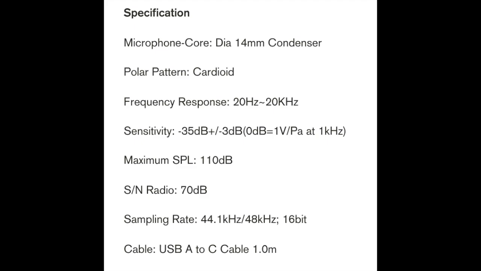Sampling rate is 44.1 kHz or 48 kHz, 16 bit. So what exactly is a sampling rate? Sampling rate is how fast samples are taken. We can define it as how many times the analog signal sent by a microphone or instrument is sampled per second. The higher the number, the more samples of the analog signal are collected per second. For example, an audio CD has a sampling rate of 44.1 kHz, which means that the analog signal is sampled 44,100 times per second. This microphone has the same sampling rate.